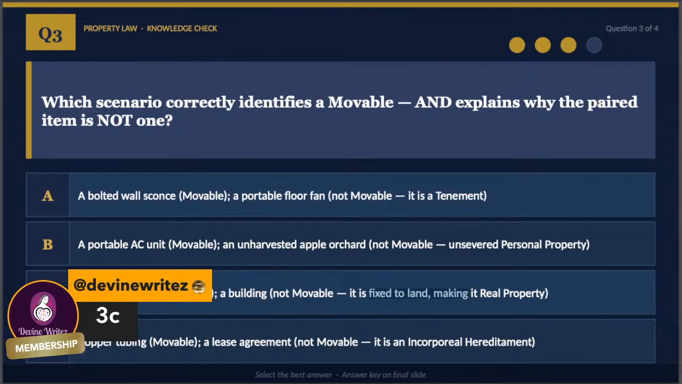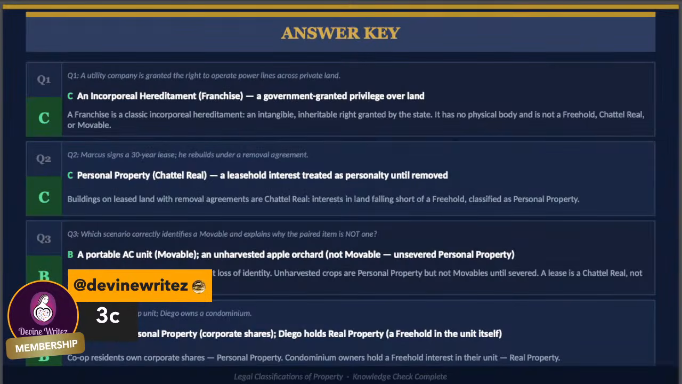This wasn't probably the ideal one, but B is, because a portable AC unit is definitely movable, and an unharvested apple orchard, just like Christmas trees or anything else that's grown, is movable only after it's severed from the land. Until then, it's considered personal property, but not the movable type. So that was the distinction on that one for question 3. But B is the best answer, and that's what we're looking for.